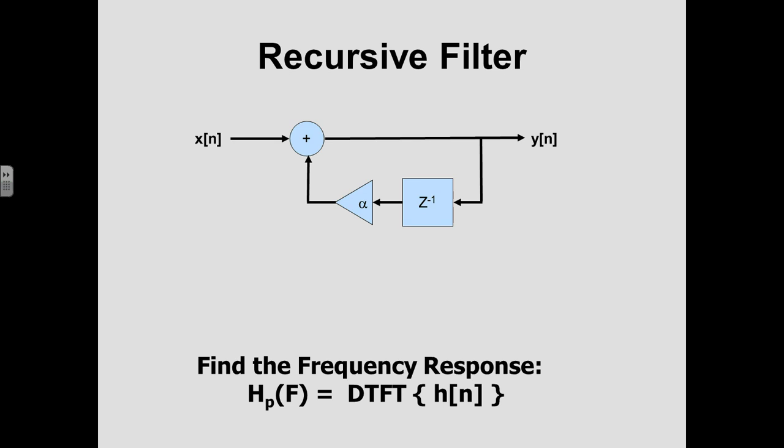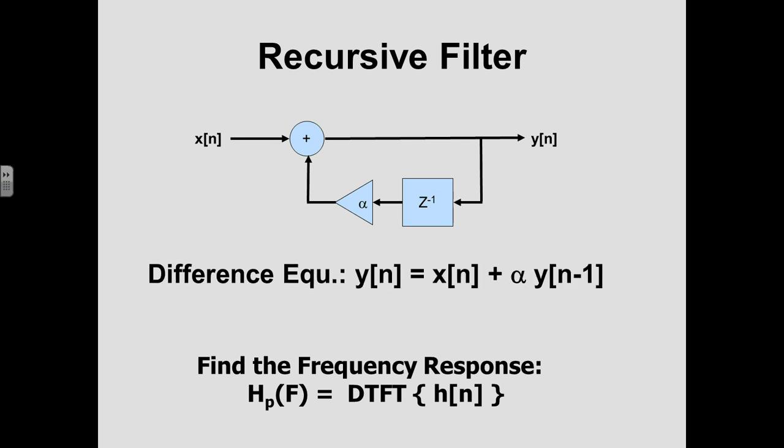Let's take a recursive filter, and one that has an infinite impulse response, and see if we can find the discrete Fourier transform frequency response of this filter. Now, this is the simplest recursive filter, and hopefully you would be able to construct the difference equation for this filter. Looks like y of n is x of n added to a feedback term that's alpha times the delayed output, or alpha times y of n minus 1.